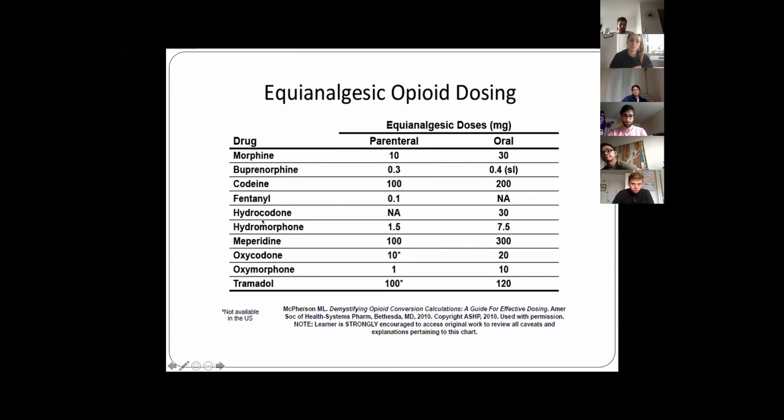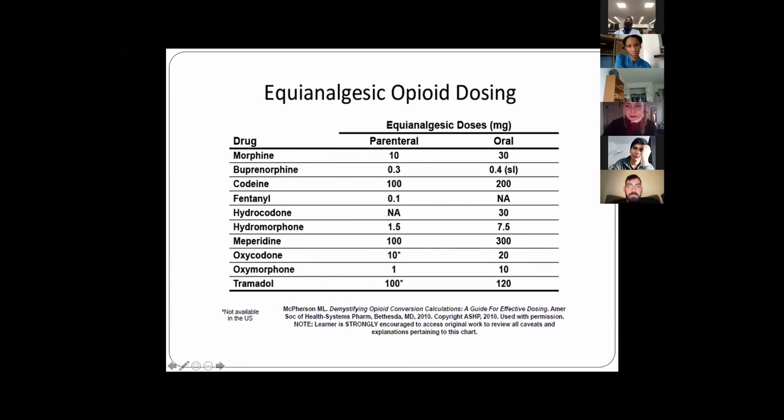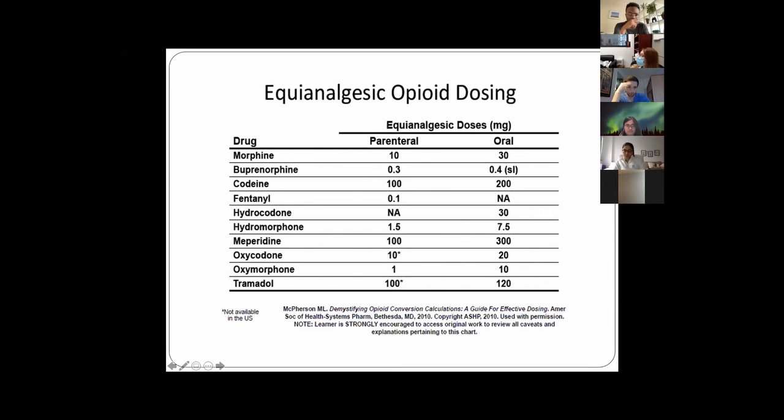And I think you all are aware about the equianalgesic opioid dosing. The prototype is morphine. And so therefore you have in this table the parenteral and also the oral routes and what the equivalent doses are. So for morphine IV, the equianalgesic dose is 10 and oral is 30. And we know that IV is 3 times more potent than its oral equivalent. Next slide.